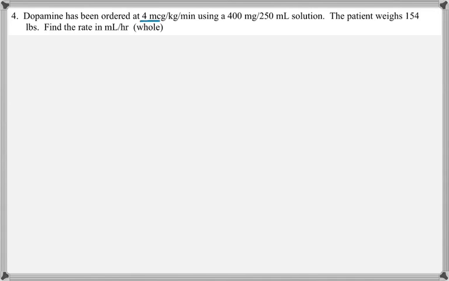So it's 4 micrograms per kilogram per minute. The solution is 400 milligrams over 250 milliliters. The patient weighs 154 pounds, and our final answer needs to be in mLs per hour. So I do want to start with the weight.